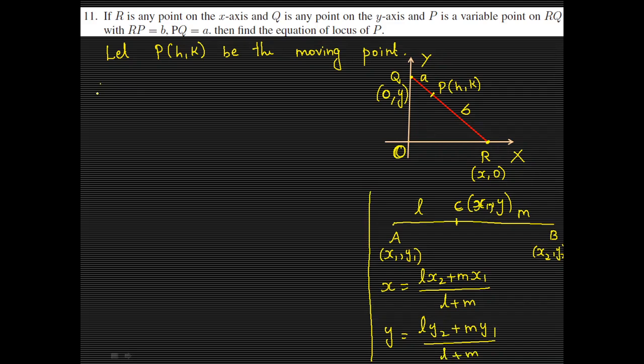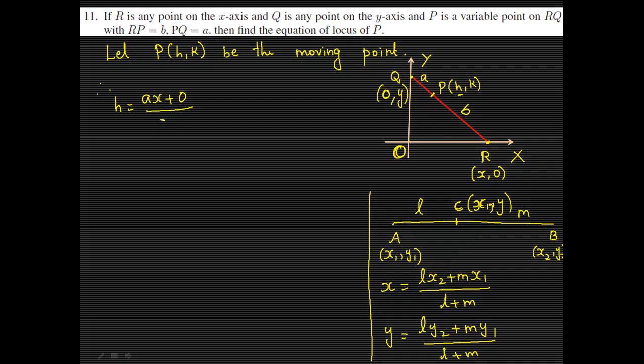Therefore we can write H: the x coordinate of P is H. So H is equal to A into x, so A x plus B into 0 here. So you will be getting 0.